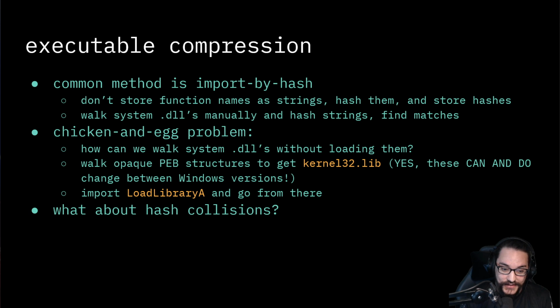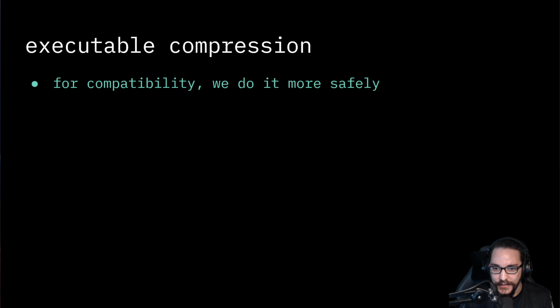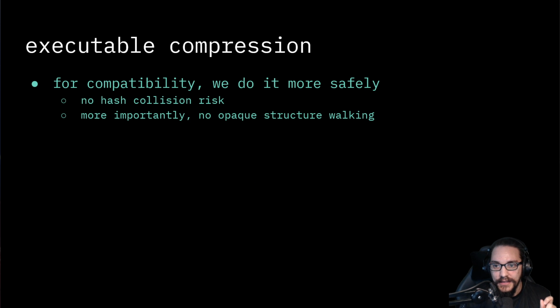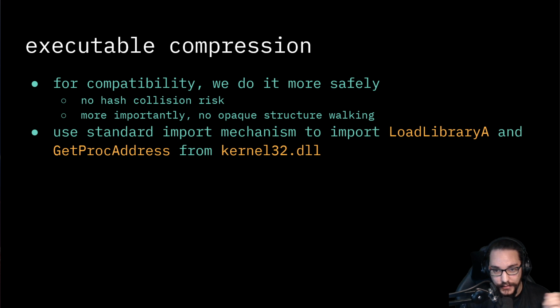You can also have hash collisions, though. Usually you'll use not a great hashing function in order to keep it small. So that's kind of two problems that we would like to avoid. So for compatibility for 64K, we actually do it more safely. We don't want a solution with collision risk, and we also don't want to walk opaque structures that might change between versions of Windows.